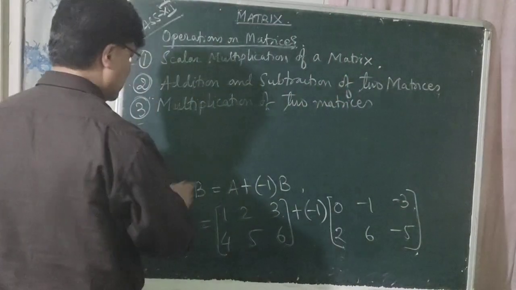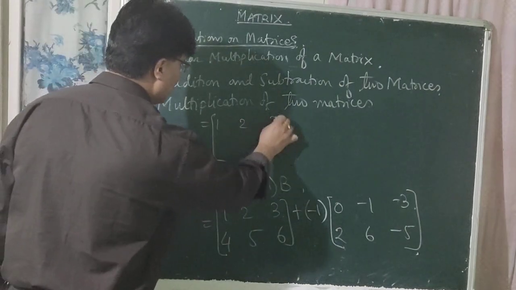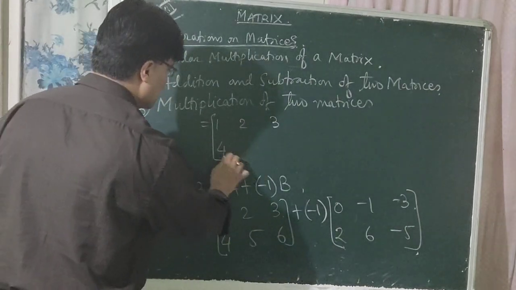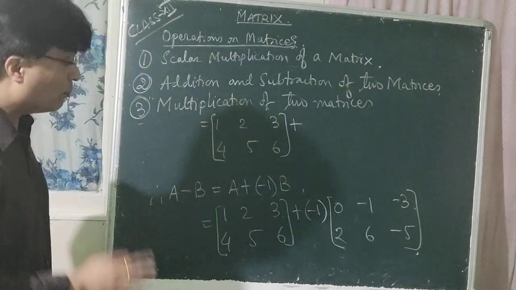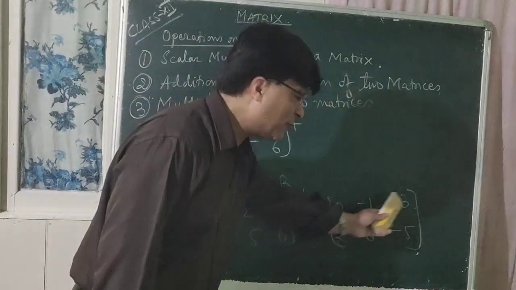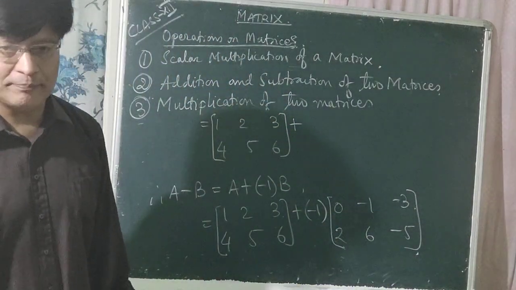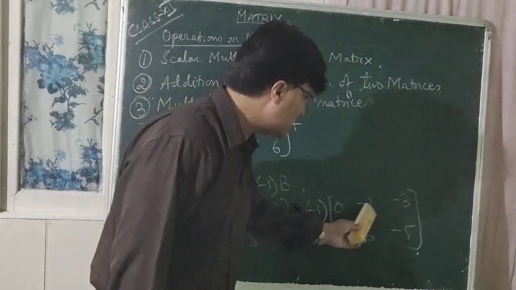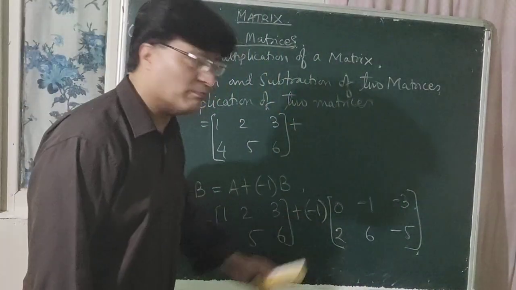So now what will you write here? Is equal to, now first matrix remains same, 1, 2, 3, and 4, 5, 6. Then write down plus sign here. Now multiply all these elements of the second matrix by the scalar minus 1.